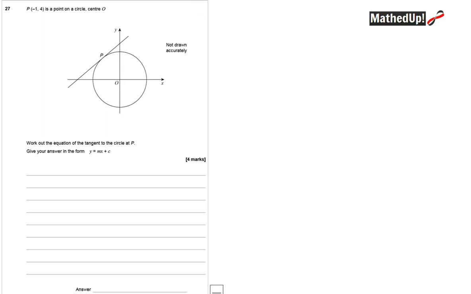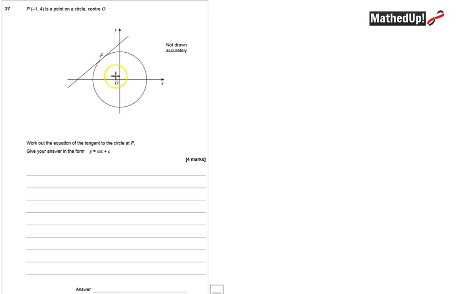Question 27. P is a point on a circle with centre O. We know the coordinates of P are -1, 4. We need to work out the equation of the tangent to the circle at P, giving our answer in the form y equals mx plus c.